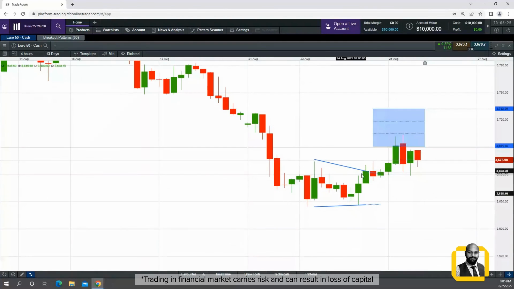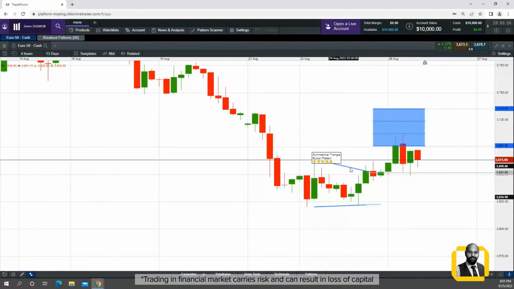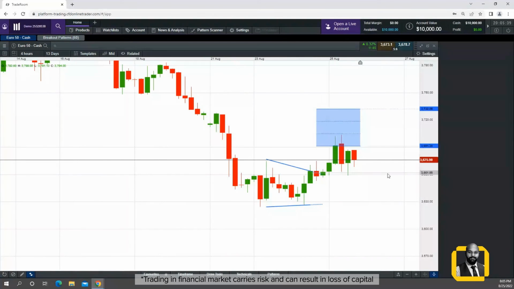What the system has told you is it has made a symmetrical triangle and a bullish pattern, right? That was the information that we saw here as well. You'll see the same information over here. Now, this was the breakout. Very quickly, I will show you how this trade works out.